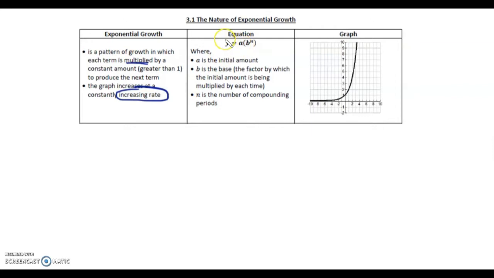Okay, so the equation for exponential growth is this one right here. This A is going to be the initial amount that you start with. And then B is the base, so that's like the growth factor. This is the factor that your initial amount is being multiplied by each time. And then the N, the exponent here, is the number of compounding periods, so how many times it gets multiplied by that base amount.